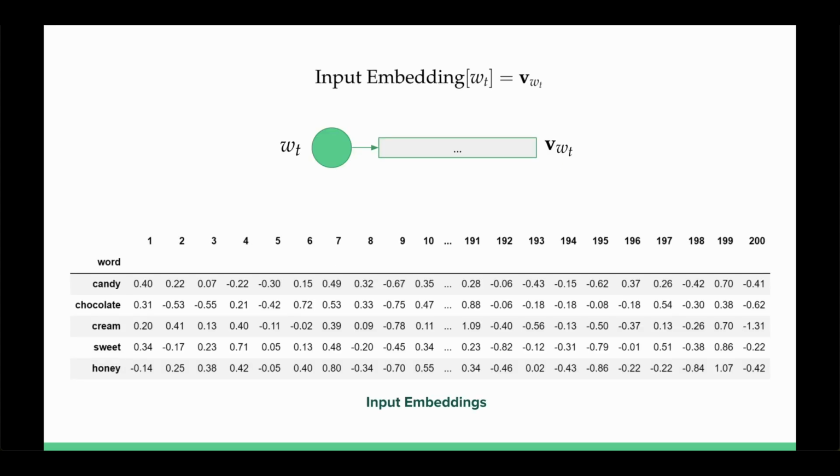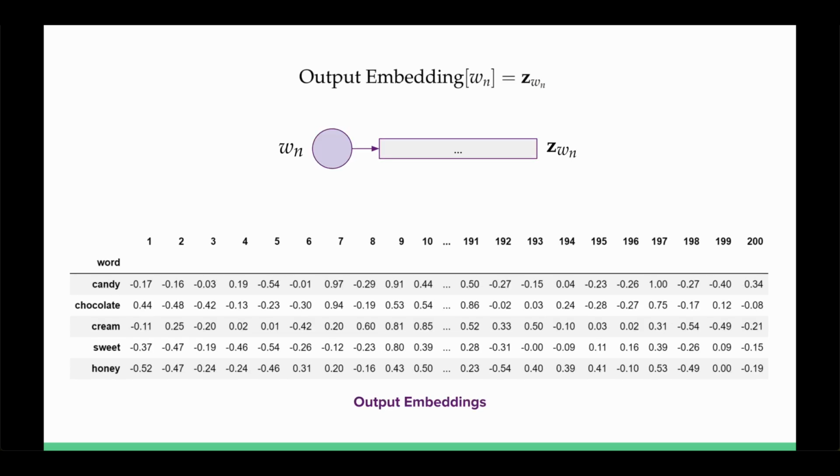The parameters of the model are stored in tables. Each word has a unique vector associated with it called an embedding. To get the embedding for a word, you just have to look up its entry in the table. In Word2Vec, there are actually two embedding tables. So each word in the vocabulary has both an input embedding, which we denote with a V, and an output embedding, which we denote with a Z.